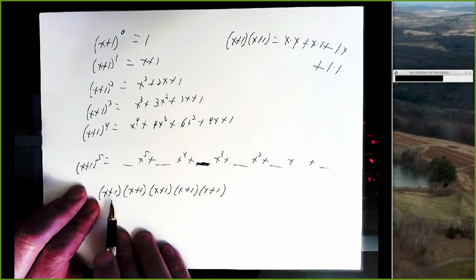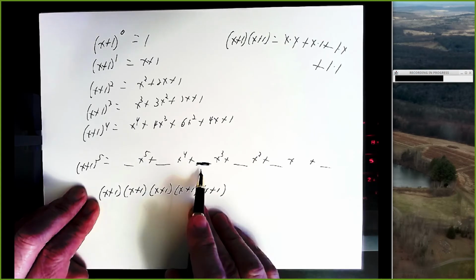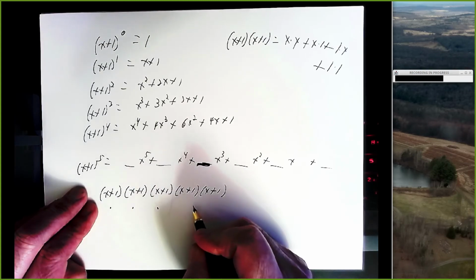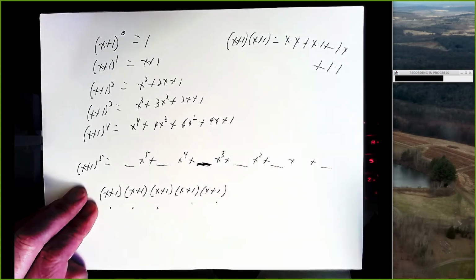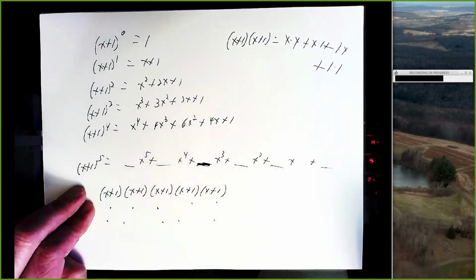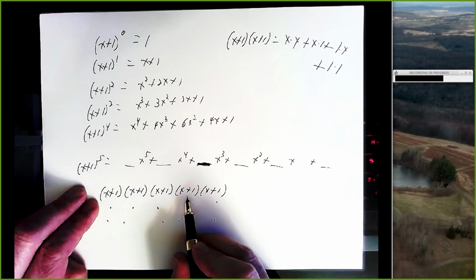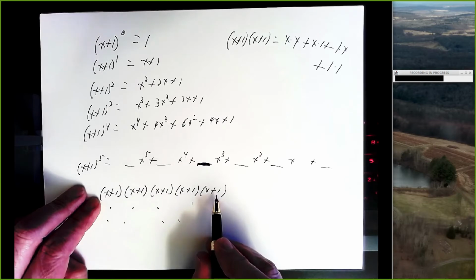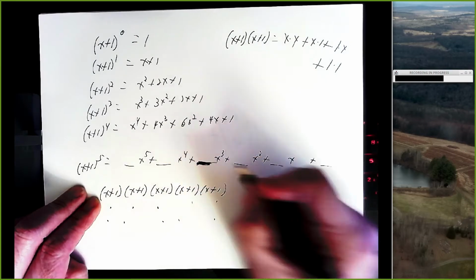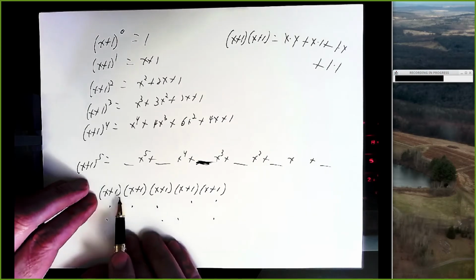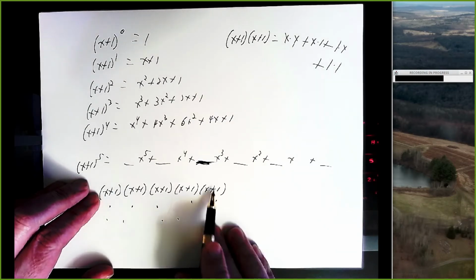But how could I pick x's and 1's from these 5 terms so that I end up with something times x cubed? Well, I could do x, x, x, and then 1, 1. And that would give me an x cubed. I could do x, x, 1, x, 1. And I'd have picked an x from these 3. That would give me an x cubed. I could pick 1 from here, and then x from these 3 terms. That would give me an x cubed. So the question of what coefficient goes in front of x cubed is also the question of how many different ways can I choose 3 of these 5 terms to take an x from?